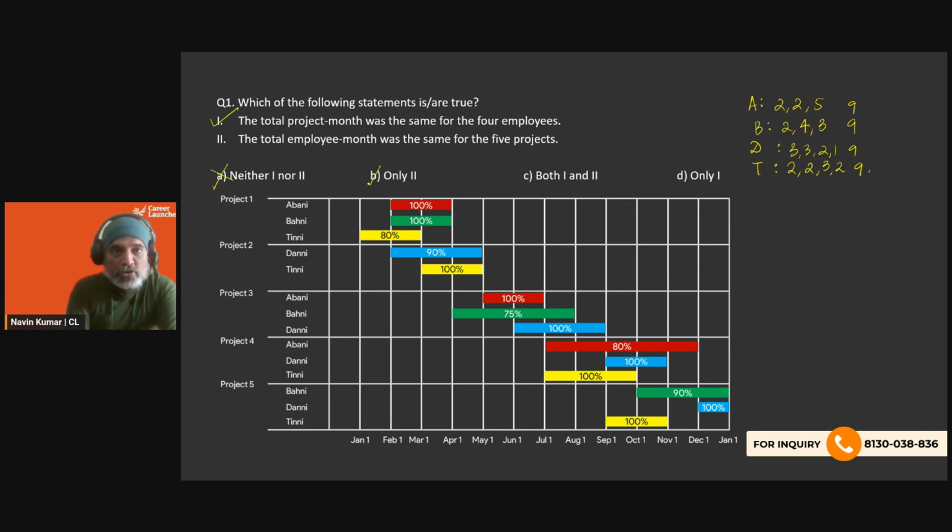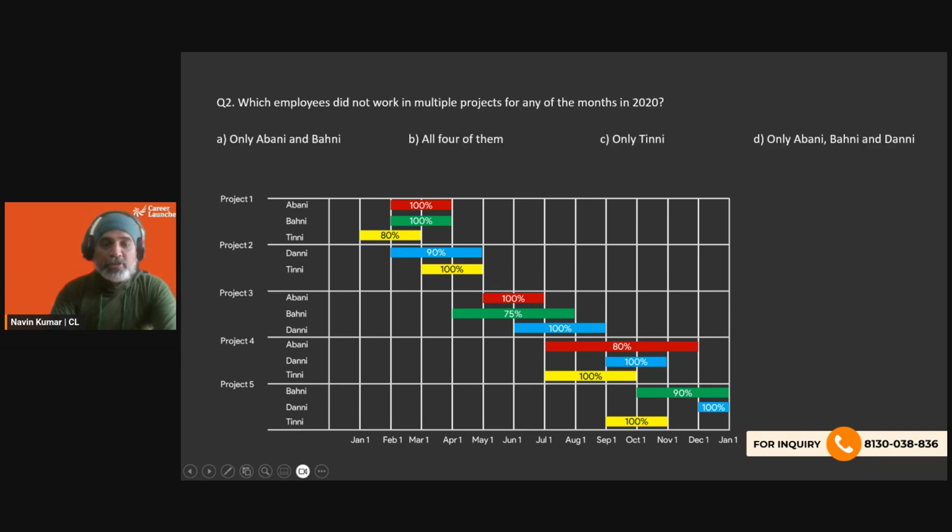So A option is wrong, B option is wrong. Now between C and D, we need to figure out if the second statement is true or not. The total employee month was the same for all the 5 projects. If you look at project 1, it was completed in 6 months. If you look at project 2, it was completed in only 5 months. So definitely we can see that for 2 projects, it is not the same. So C is wrong and D becomes our answer. Let's move to the next question.